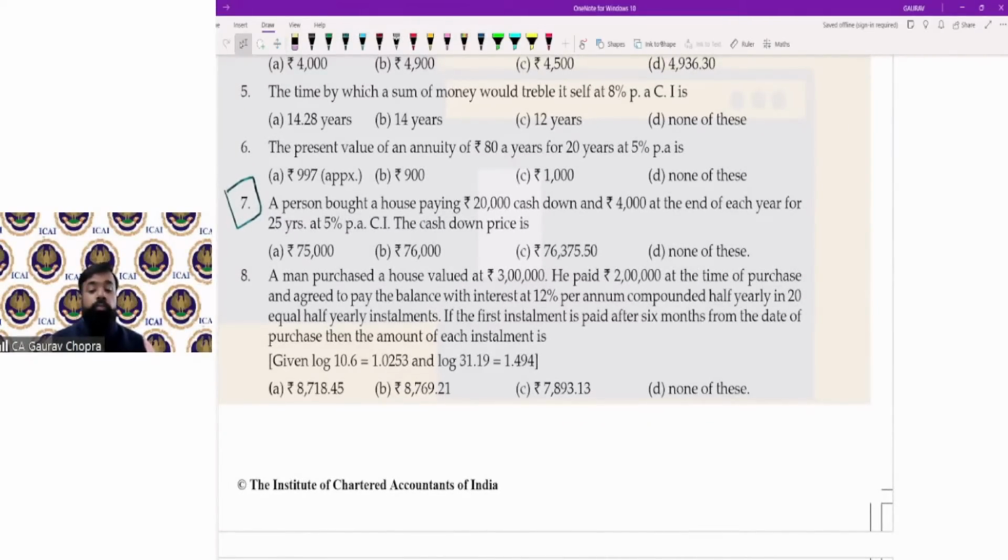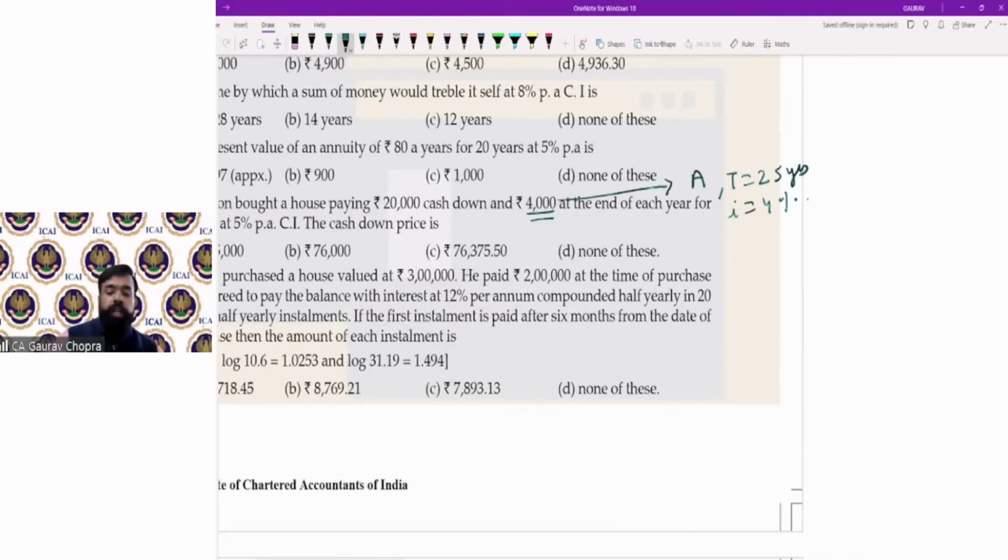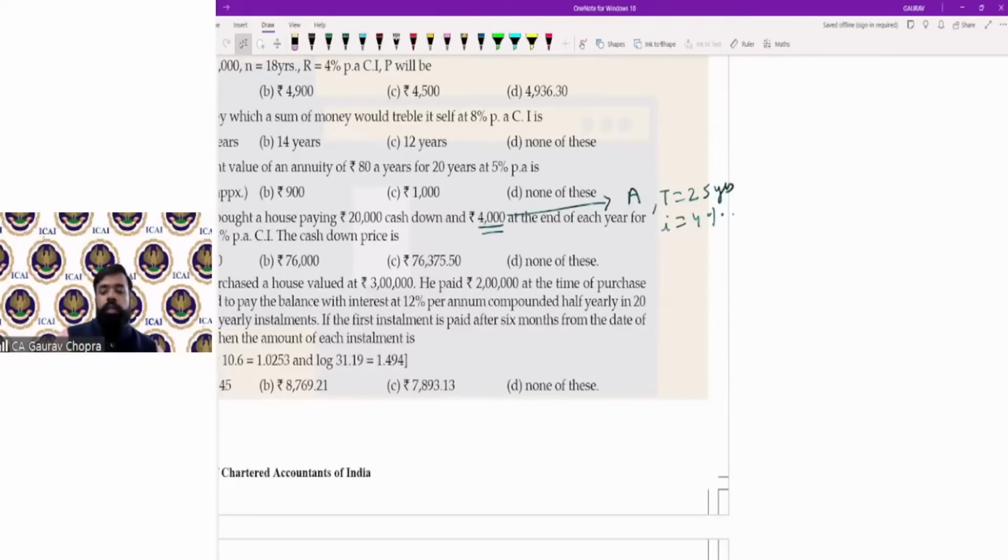So in this question, 4,000 is the installment which we are paying. 4,000 is the installment, that is the annuity figure. Time is given, 25 years, and rate is 4%. So let us calculate the present value. So how to calculate the present value? We have already covered this. 1 divided by 1 plus rate and press equal to how many times? 25 times. So let's do this.